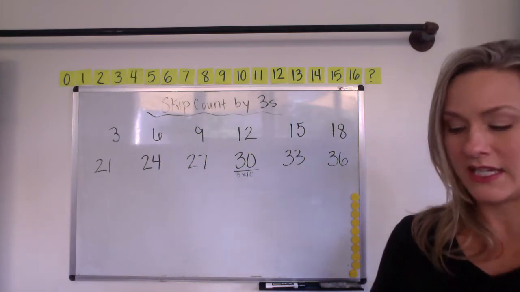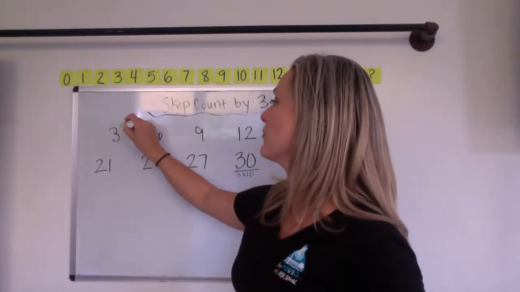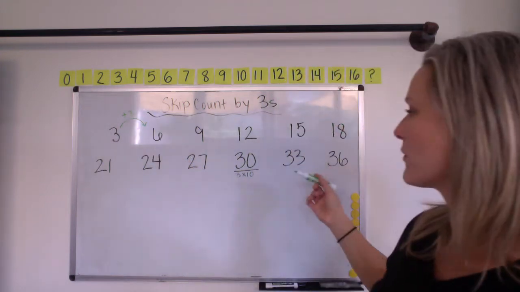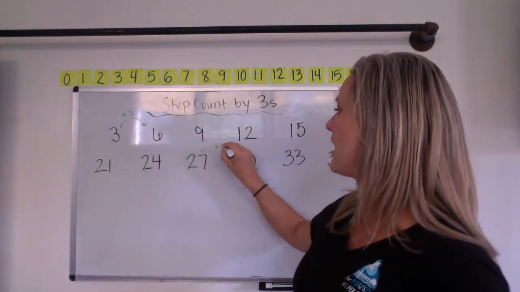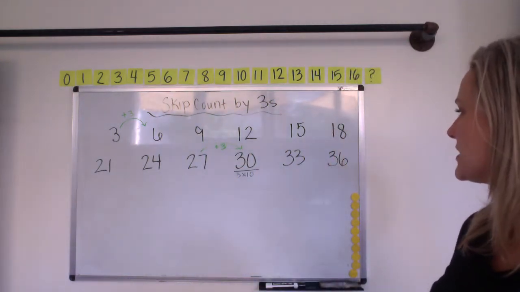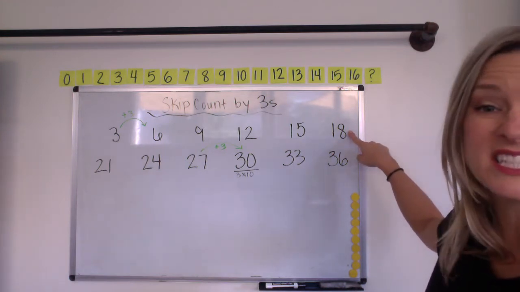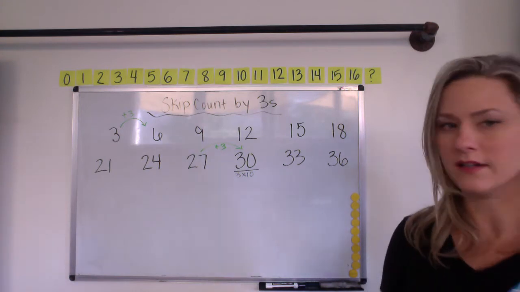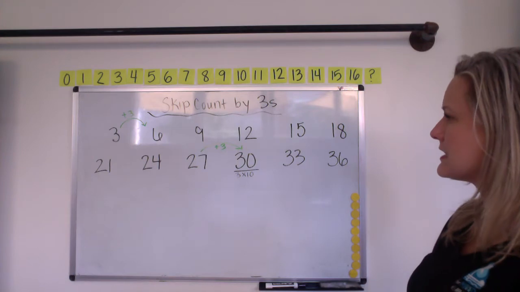I bet somebody said that they noticed that each time we are increasing by 3, right? So it doesn't matter where we're going. Is it 27 to 30? It's still adding 3 every time. Maybe you saw that 18 can double to 36. Maybe you even saw that. That's interesting.